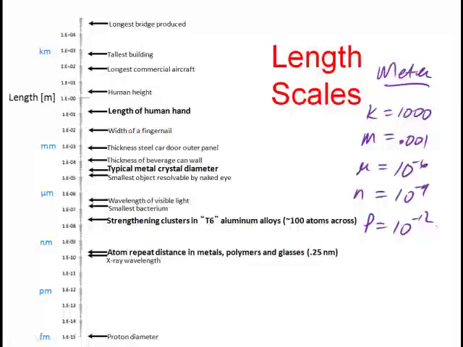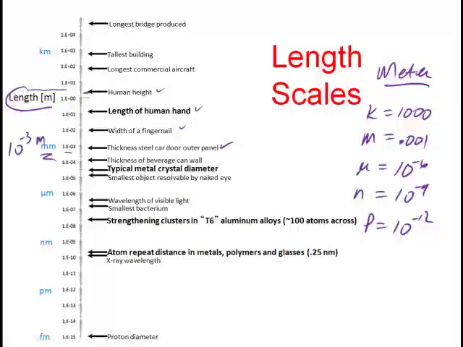So here's a length scale. Start with a meter here, and human height is about 2 meters, on a logarithmic scale that sits right there. And if we go for materials, we usually care about going smaller. So you go from human height, human hand, to human fingernail size. The thickness of the door panel on your car is about a millimeter thick, 10 to the minus 3.